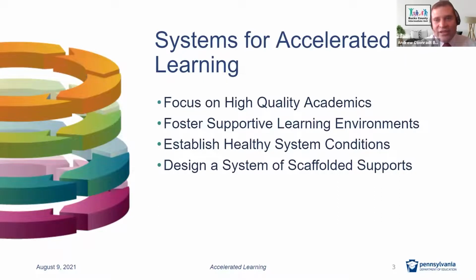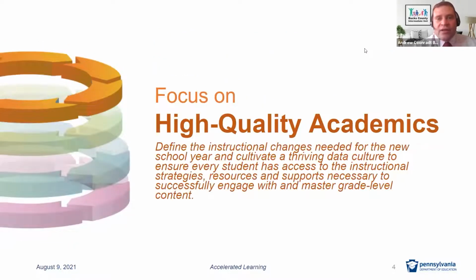The systems for accelerated learning, we know, are broken down into 4 components. Those of you who've been with these presentations for the last couple of weeks have heard this before, but just to make sure we've got it. One is focused on high quality academics. One is supportive learning environments, establishing healthy systems conditions, and designing a system for scaffolded supports. Since about April of this past year, there have been several presentations. They can all be found on PDE's YouTube site on various components of these 4 areas. What we're taking a look at today is high quality academics, going into more depth on one component of this one.